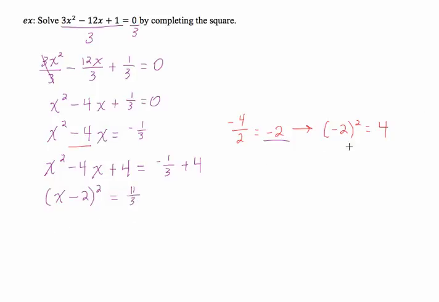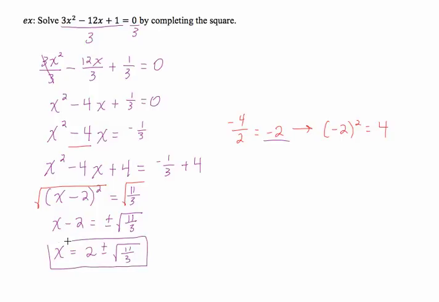And then if we take the square root of both sides, we have x minus 2 equals plus or minus radical 11/3. 11 and 3 are both prime, so that will not simplify. So we get 2 plus or minus the square root of 11/3.